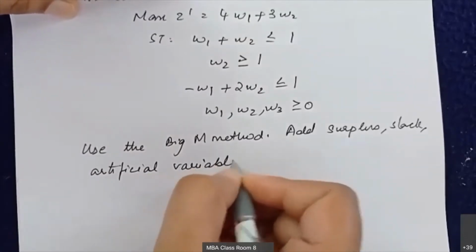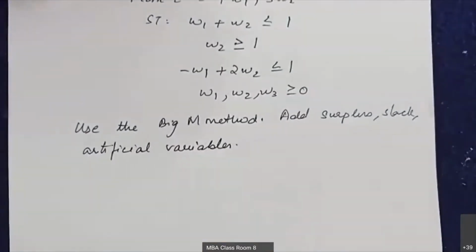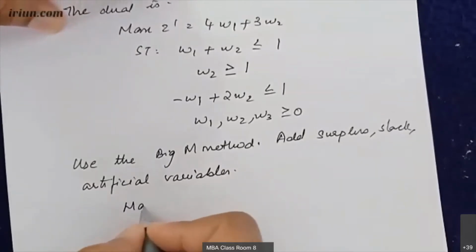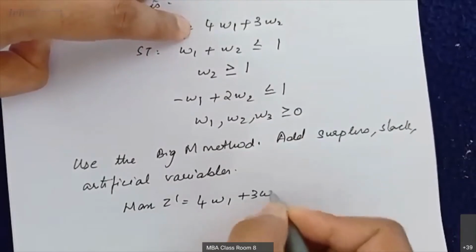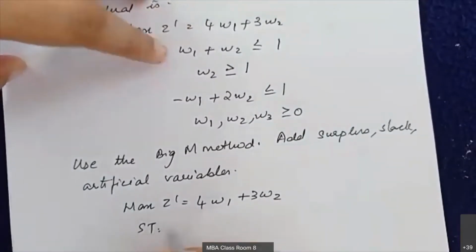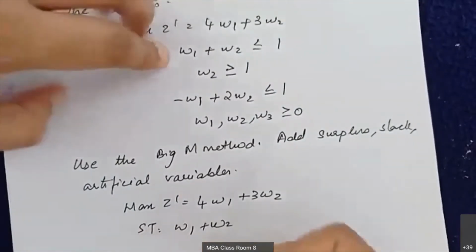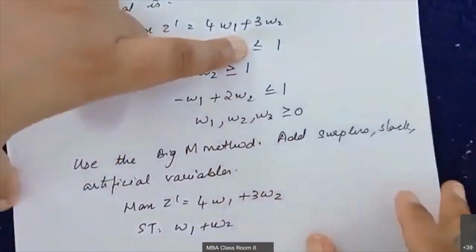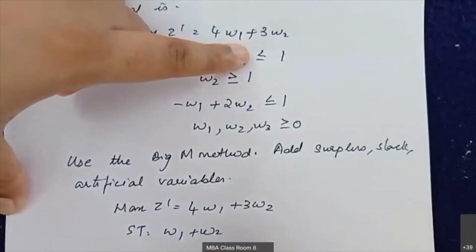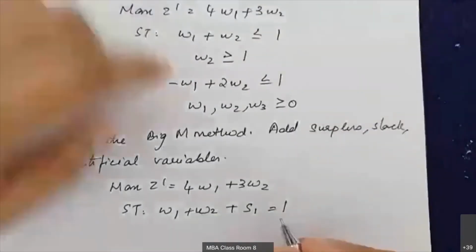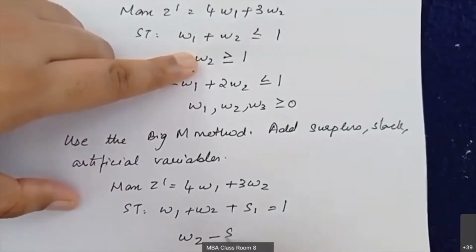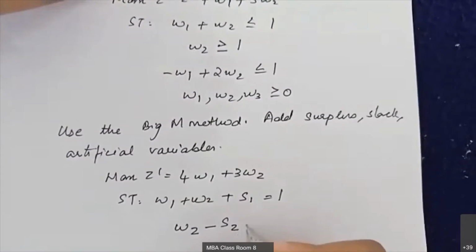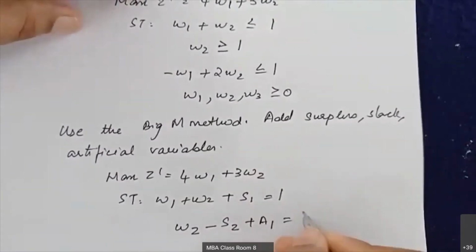Artificial variables. Once we reach so much, I'll take down the objective function, that is max z dash is equal to, I'm taking down the same thing, subject to w1 plus w2. Here we have less than or equal to, so we just need to add the slack variable, plus s1 is equal to 1. Second constraint, it is of greater than or equal to, so what will I do? W2 minus s2, this is the surplus variable, plus artificial variable a1 is equal to 1.